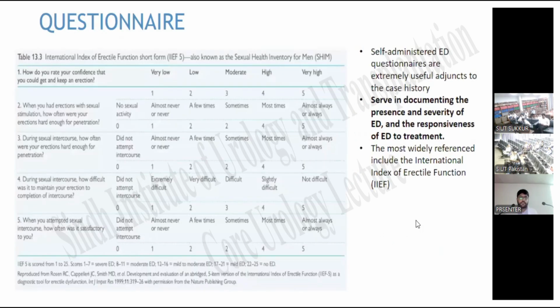Questionnaire. Self-administered erectile dysfunction questionnaires are extremely useful adjuncts to the case history. They serve in documenting the presence and severity of erectile dysfunction and the responsiveness of erectile dysfunction to treatment. The most widely referenced include the International Index of Erectile Function.